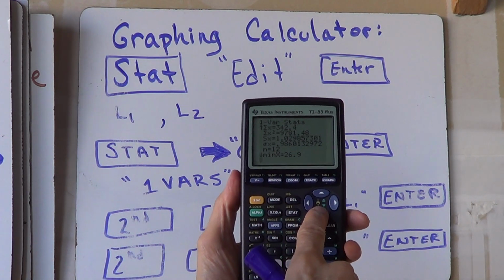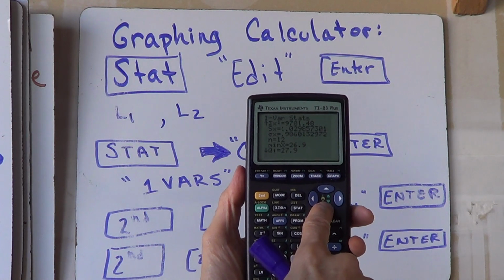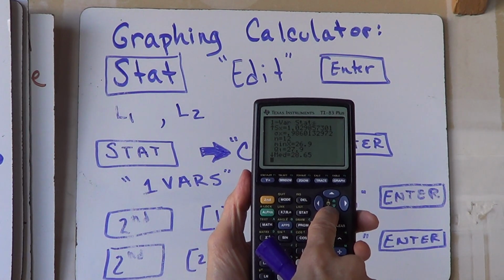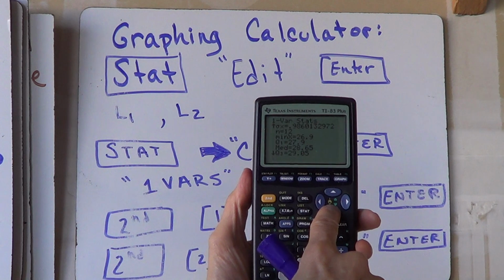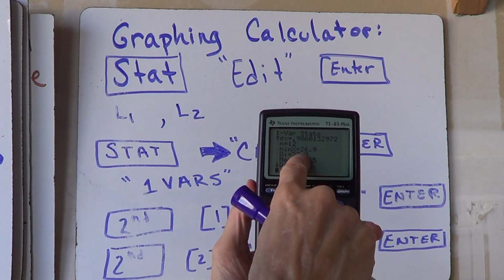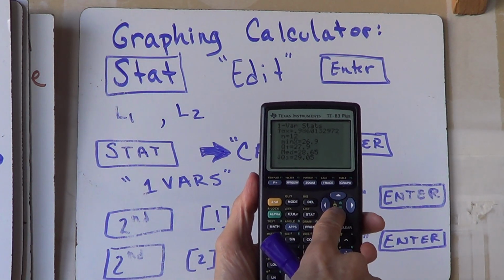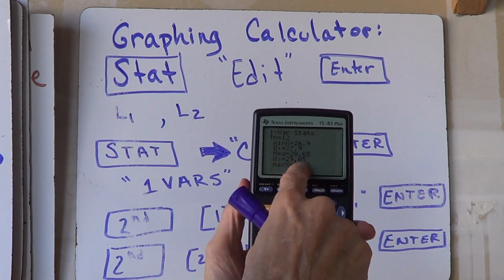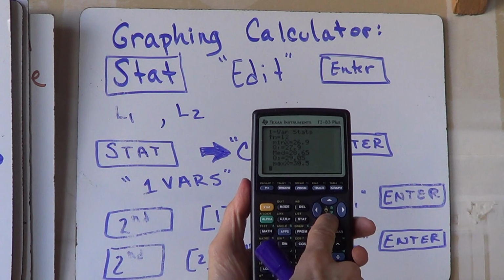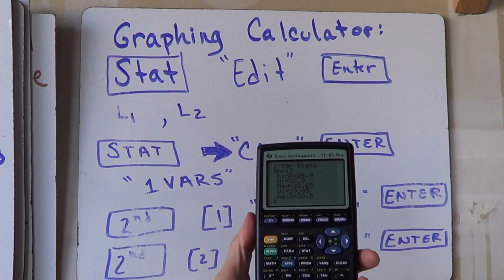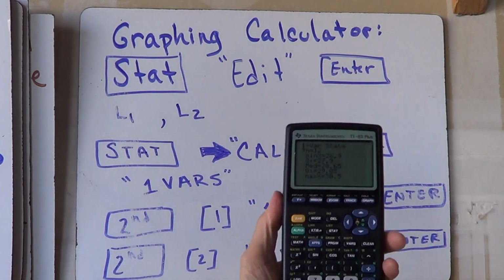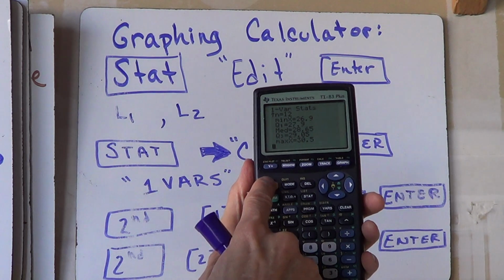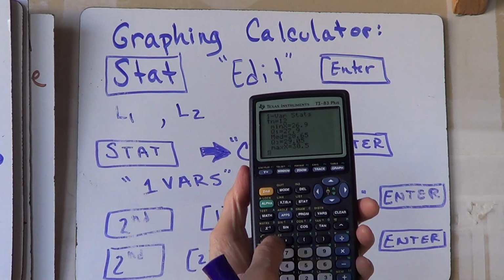Then watch as you scroll down: the minimum, the first quartile, the median, the third quartile. So you can take the third quartile minus the first quartile and get your IQR, because I don't believe that it gives it to you. It gives you the maximum X. So you can find your range, you can find your IQR with those values. But that is much quicker than going without the calculator.